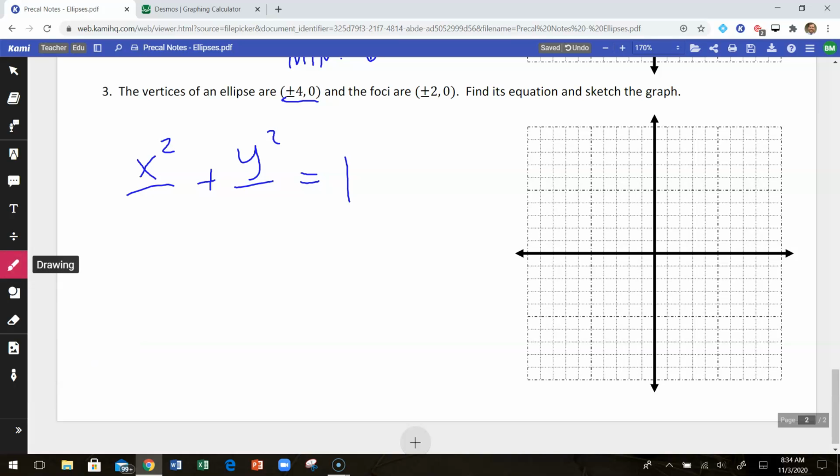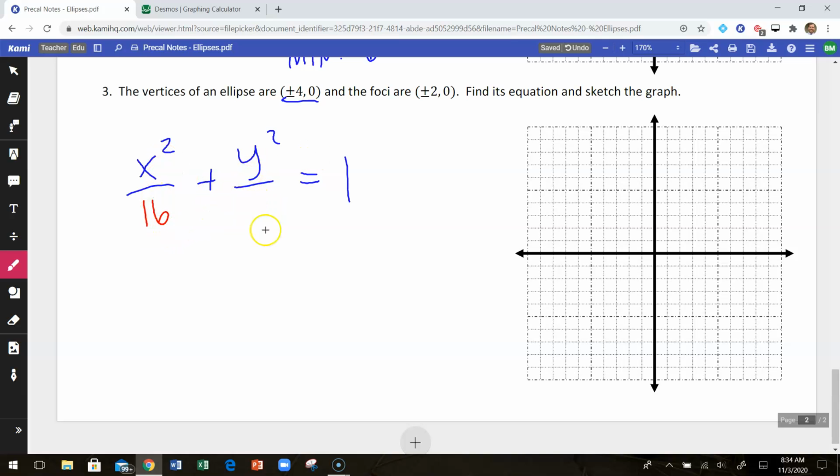Well, my vertices are x coordinates, which means that my stretch in the x is going to be my major axis, and that stretch is 4 to each side, which means I'm going to square that number, and that's going to go underneath x. If it were 0, plus or minus 4, that 16 would go underneath y. Okay, so I know I'm going to have x squared over 16.